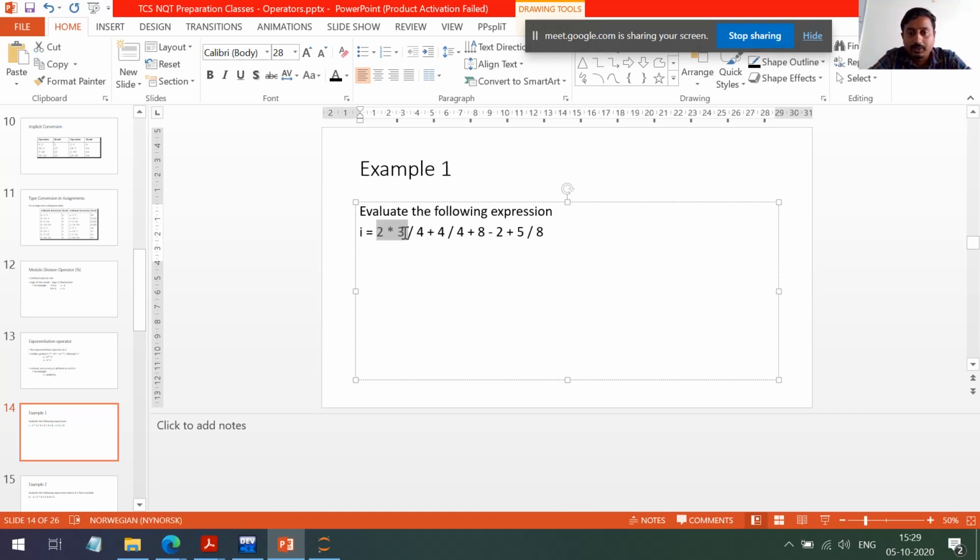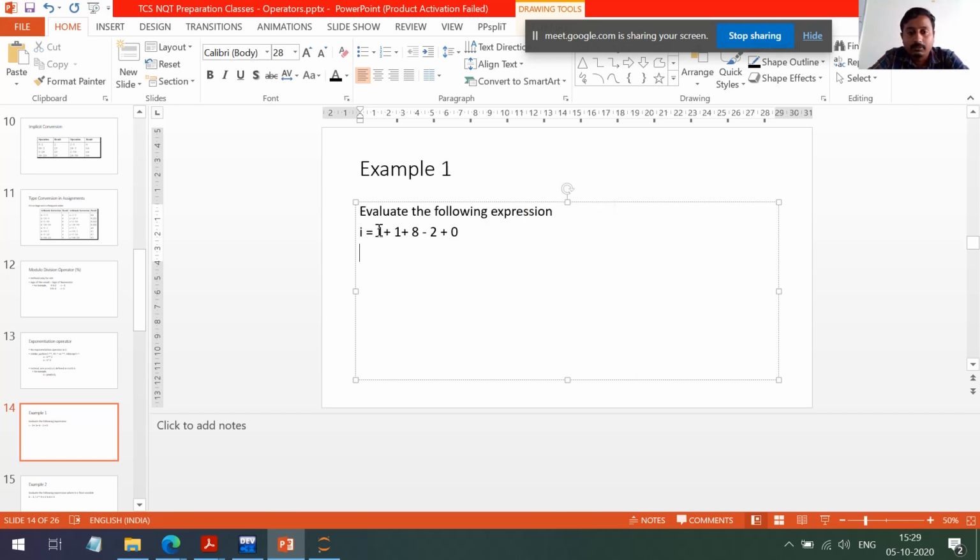First this multiplication will be evaluated, that is 6, so we replace this with 6. Then we have division. As this is integer by integer, the result will be an integer, so it will be only 1. Then we have plus, and division has the higher priority, so this is done first. So we will have 1 here. Then we have division here, so the result of this one would be 0.